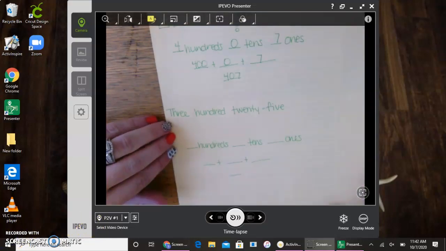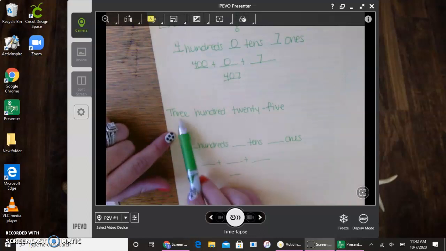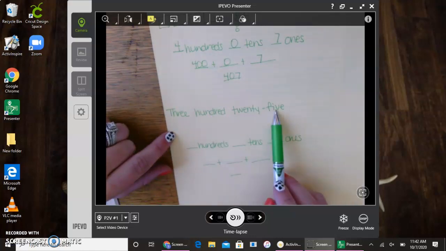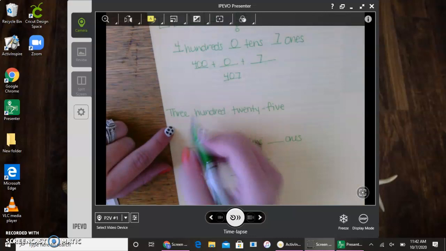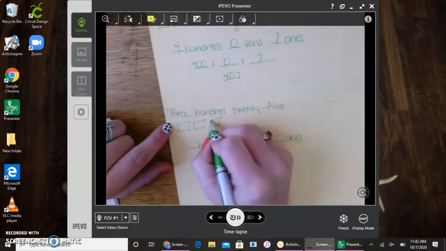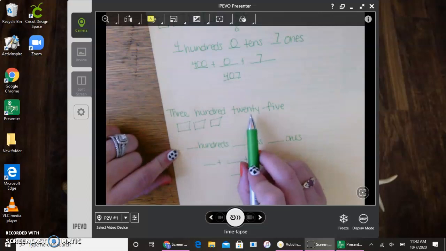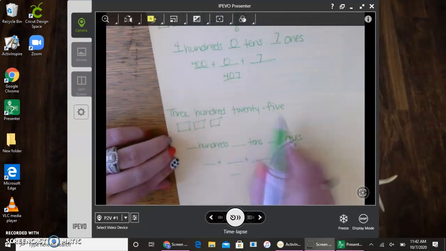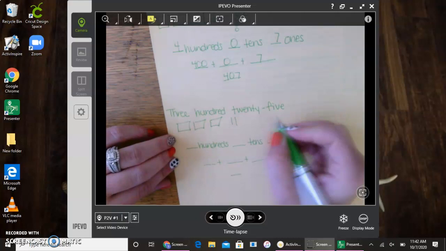All right, so same thing with this picture. They show us 325. You're going to draw how many hundreds you have. We have 3 hundreds. How many tens you have? So we have 25. So we'll have 2 tens and 5 ones.